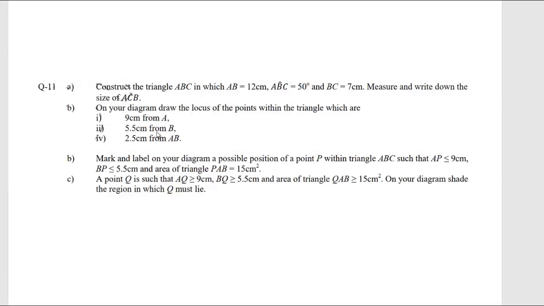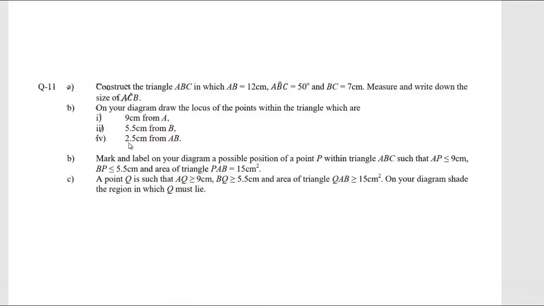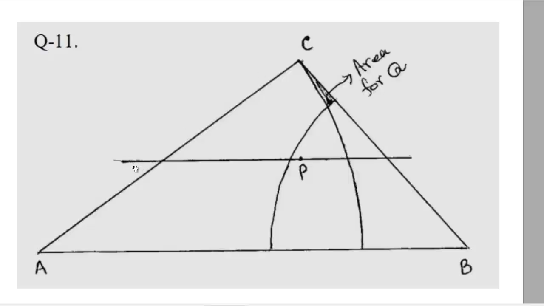And 5.5 centimeter from B, this is another circle from B. So this is the part of that circle which is 5.5 from the point B. The locus which is 2.5 centimeter from AB. A locus which is 2.5 centimeter from one line, that is a parallel line. So this is the parallel line which is 2.5 centimeter from line AB.